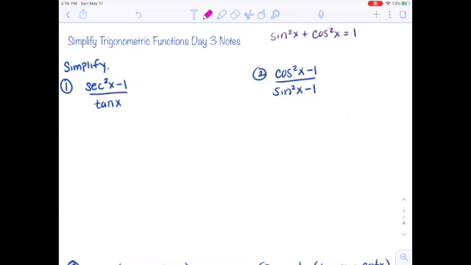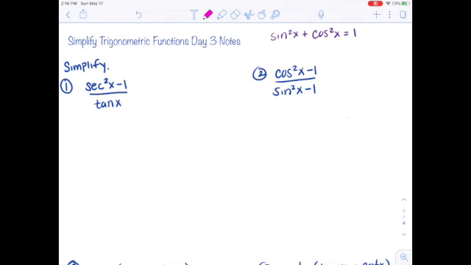Hi everyone, welcome back. Today is like our third day on simplifying trigonometric functions. All right, so we're going to get into some of the more difficult simplification of expressions today. But first off, we've got number 1 and 2.